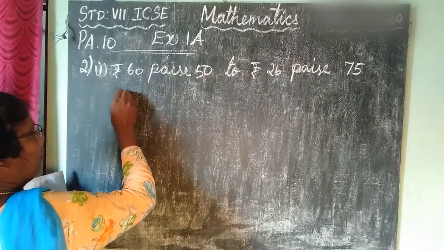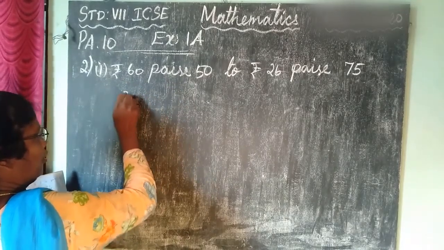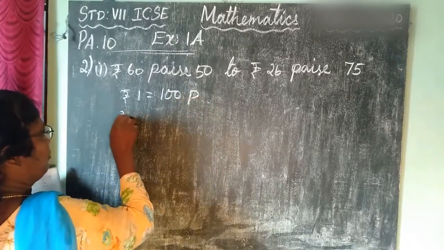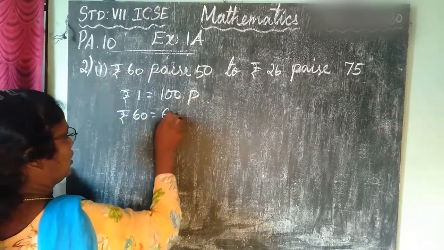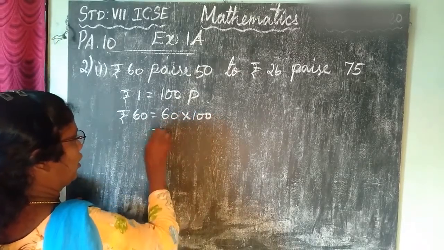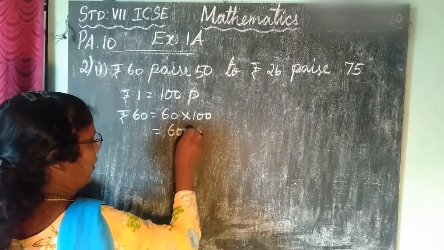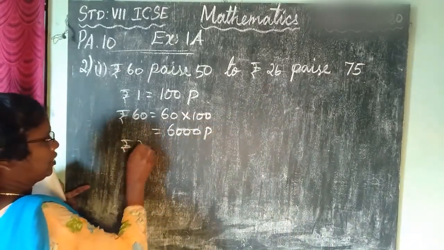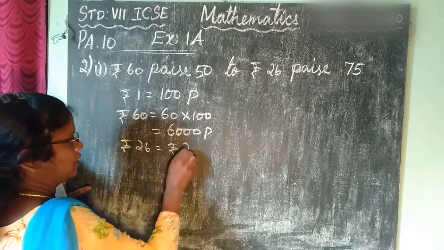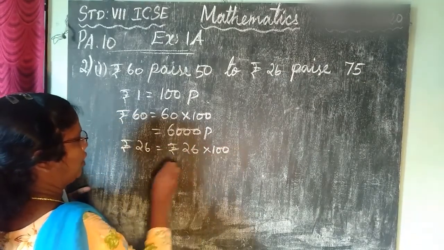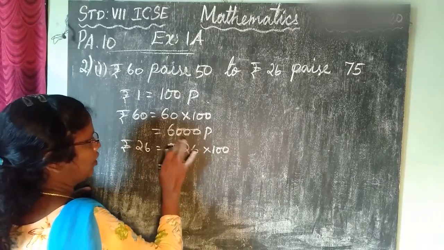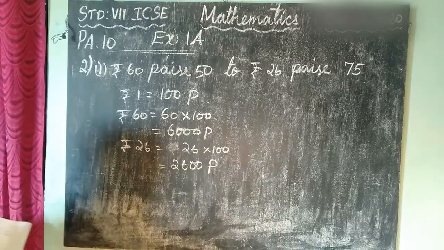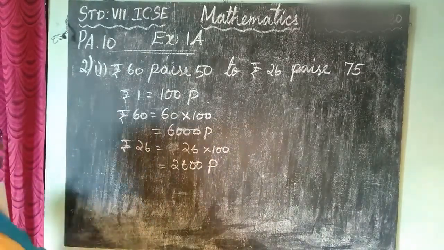Here we'll convert rupees into paise. 1 rupee is equal to 100 paise. That means rupees 60 is equal to 60 into 100, that is 6000 paise. Same thing we'll convert this also. Rupees 26 is equal to 26 into 100, that is 2600 paise.